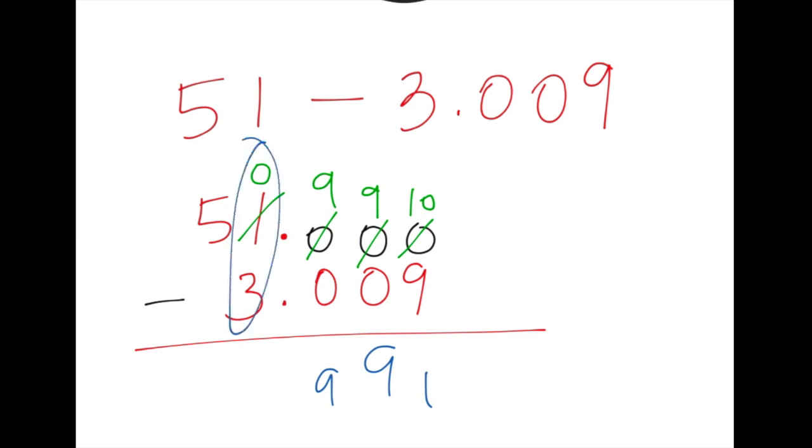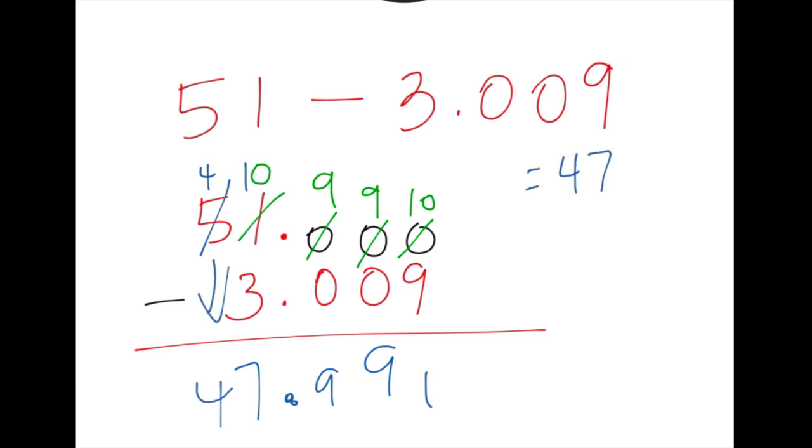0 minus 3, that's not going to work for us. So I have to make it 10. I have to borrow 1 from here. So that becomes 4. 10 minus 3, that's 7. So you have 0.7. And then 4, you bring down 4. So the answer would be 47.991.